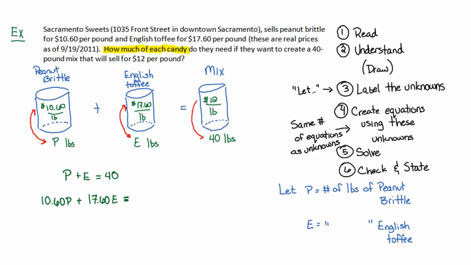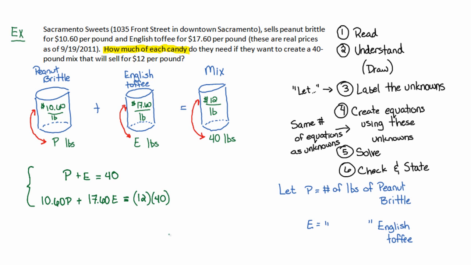And this is where students usually flub here, actually. They forget to multiply these last two. So you want to know the overall price of the mix? Well, you have 40 pounds at $12 a pound. So let's go ahead and do that. $12 a pound times 40 pounds. And here are two equations.